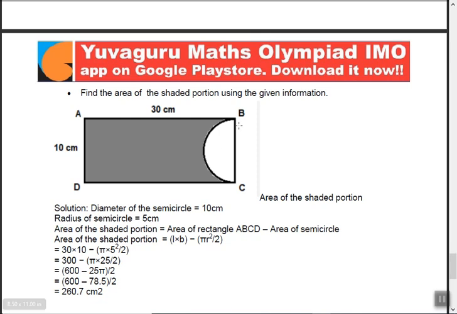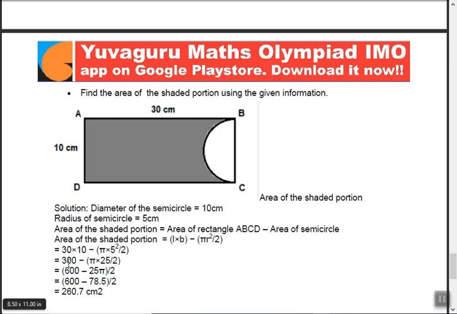Now the area of this semicircle. What is the area of a circle? Pi r square. So what will be the area of a semicircle? Semi means half. So it will be pi r square upon 2. So pi into 5 square upon 2. R we already found out, 5. So pi into 25 upon 2.